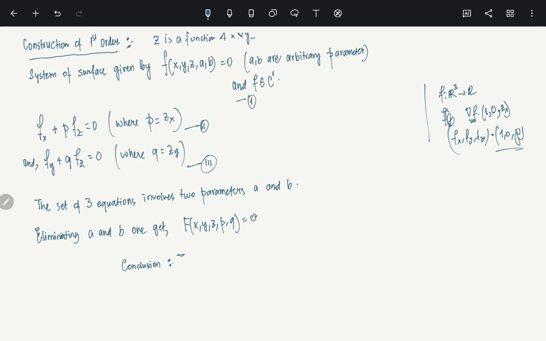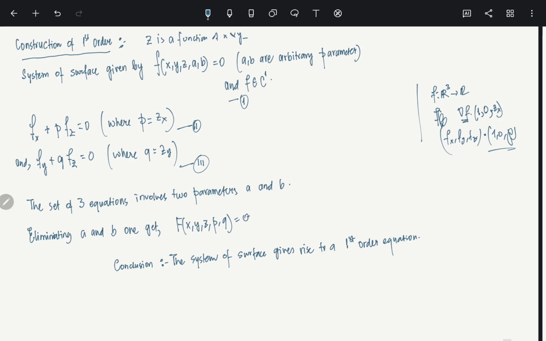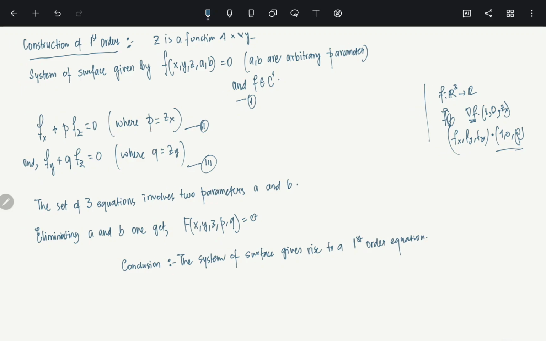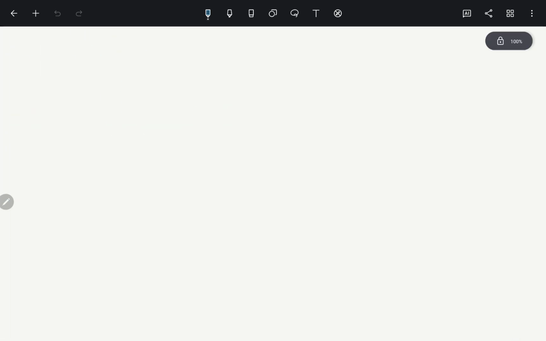Okay, so basically in conclusion, let me put it this way. Conclusion: the system of surfaces, or you can say the surface, actually gives rise to a first order equation. And of course vice versa is also true. Basically, if you have a first order equation and if you can solve it, you actually end up getting a relation like that, like 1.